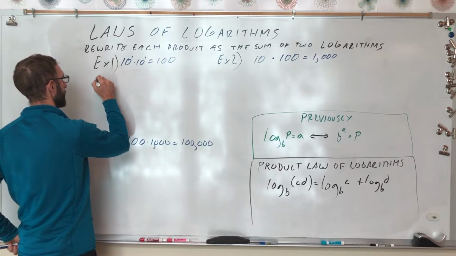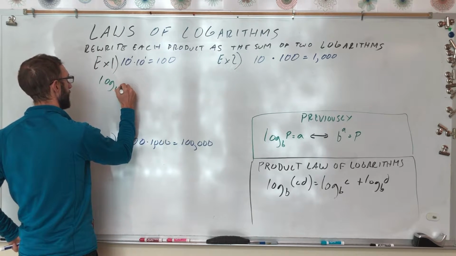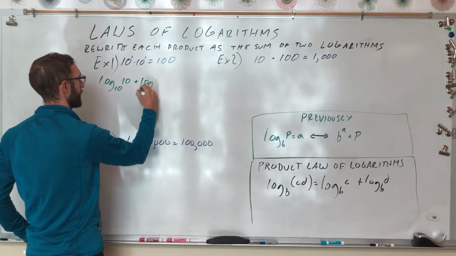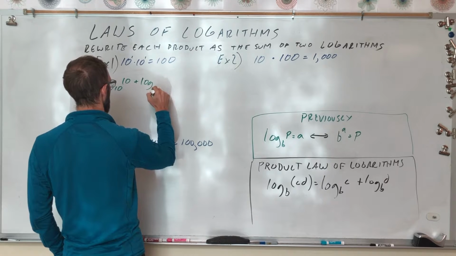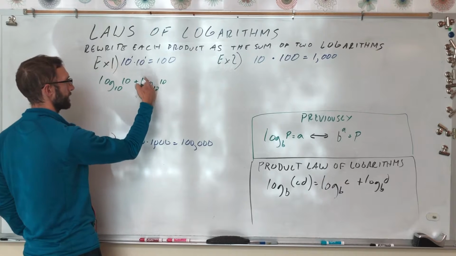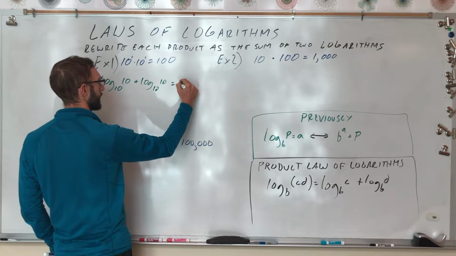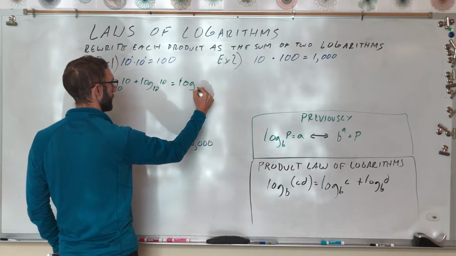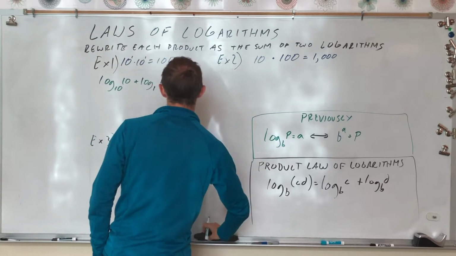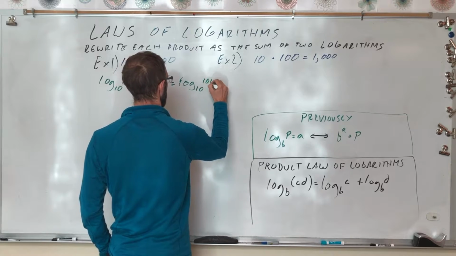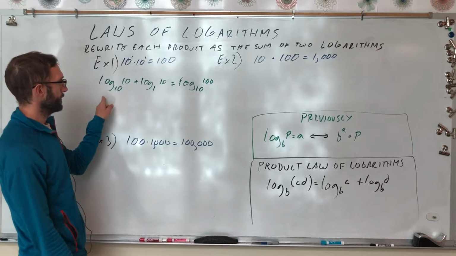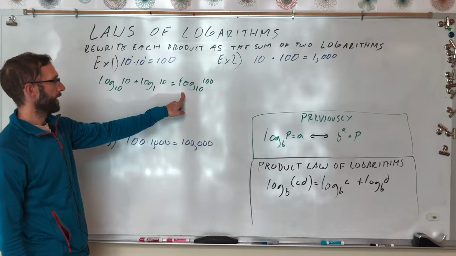So it'll be log base 10 of 10, which is 1, plus log base 10 of 10. Ooh, that's nice, they're the same, equals log base 10 of 100, which equals 2. So now we've converted this into a logarithmic sum.